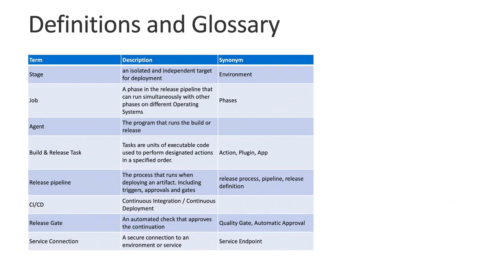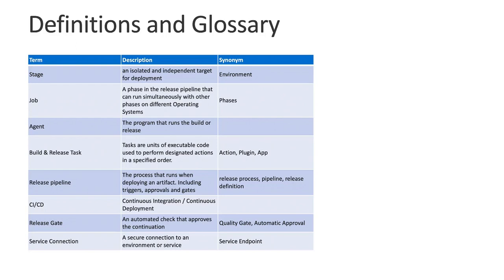So what are the different parts in a release pipeline? One is stage, another is job, another is agent, another is build and release task, another is release pipeline. What is CI/CD, what is a release gate, and what is a service connection. So these are all the different definitions in Azure DevOps.